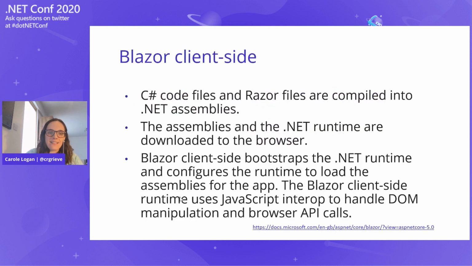So on the client side, or WebAssembly Blazor, as you may hear it referred to, we've got our C# code files and our Razor files compiled into .NET assemblies. The assemblies and the .NET runtime are downloaded to the browser. On the client side, that's where the runtime is bootstrapped and configured to load your assemblies into the app. It uses JavaScript interop to handle the DOM manipulation and any of the API calls that we have to make for our functionality.